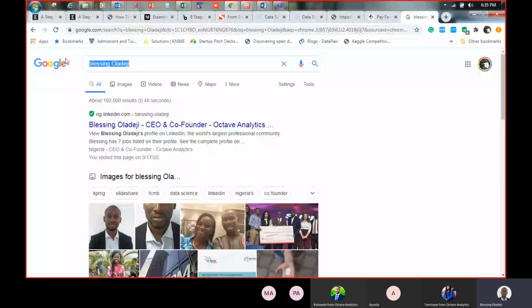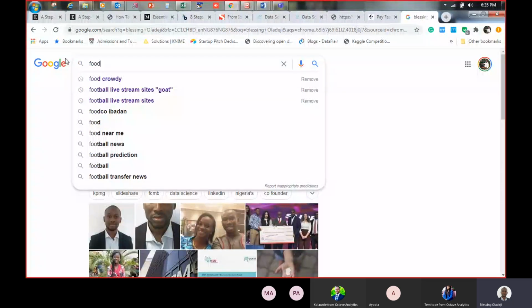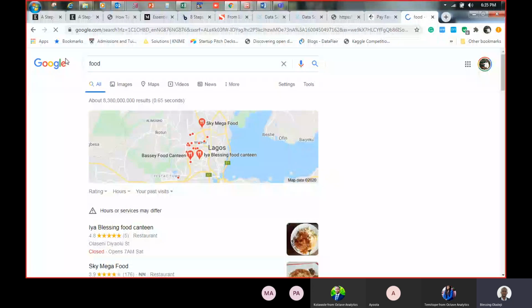So let me say I want to search for the word food, for instance. I'm searching for the word food. So food is returning 8,830,000,000 records in 0.65 seconds. How is a computer able to search for a keyword that is returning 8 billion results in less than a second? What made that possible?